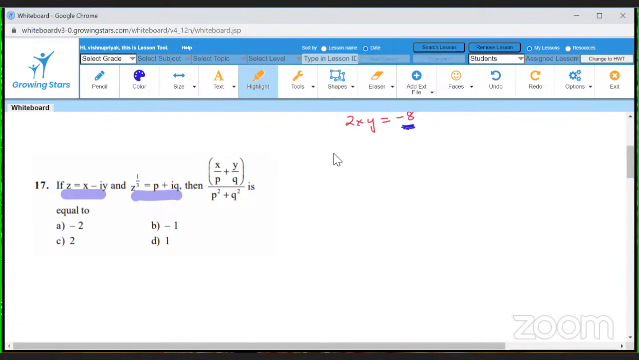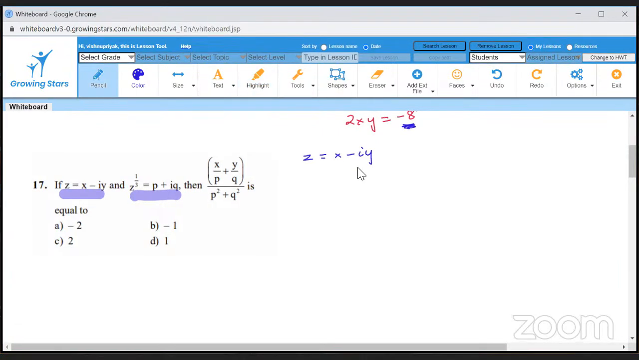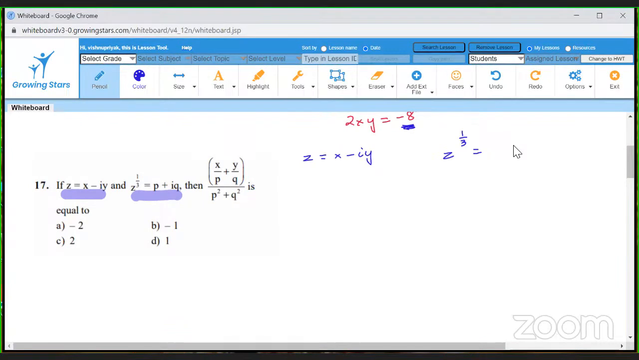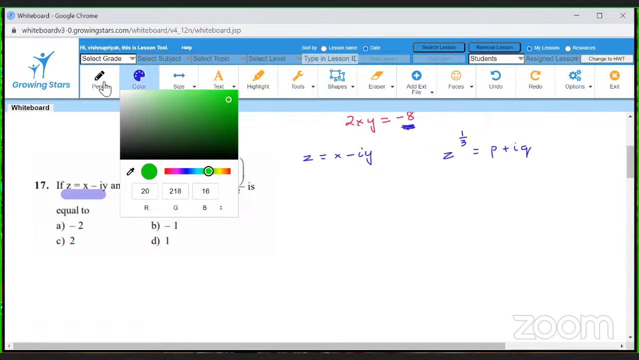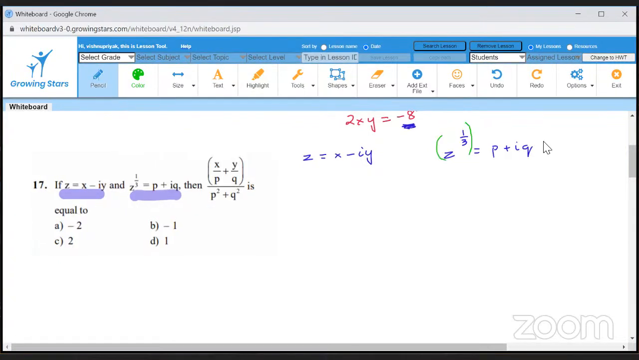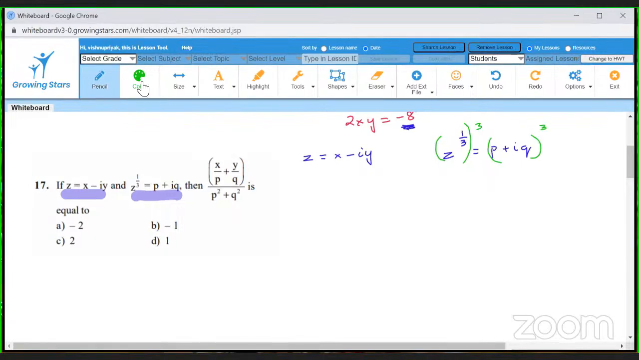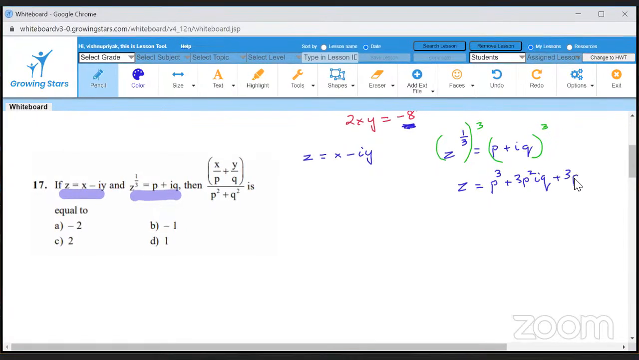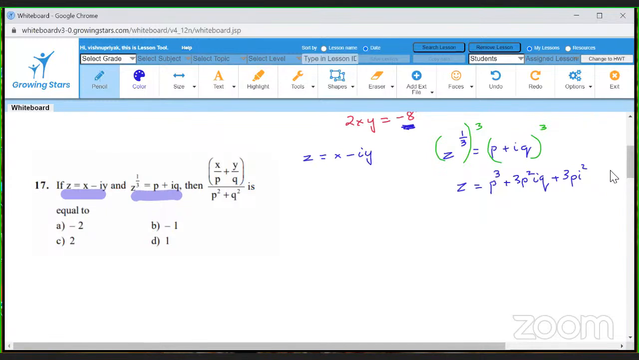So first I will write z equal to x minus iy. And then I'll write z power 1/3 is p plus iq. So if I cube both sides, this side and this side, then what will I get? This side I will get z. Here I will get a cube plus 3a square b plus 3ab square plus b cube. This is what I will get.